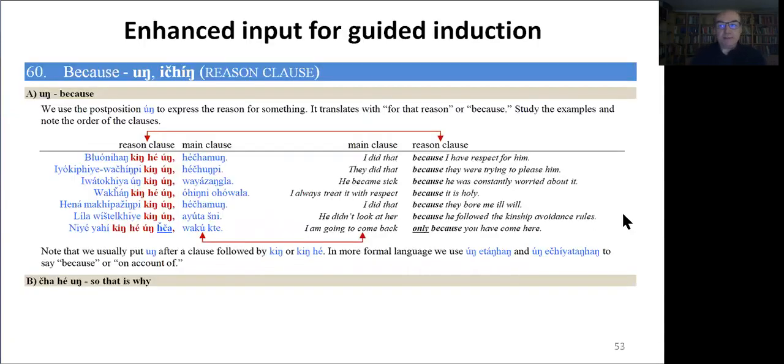An example of enhanced input for guided induction comes from Unit 60, which introduces the reason clause and the words that express because. Reading the instruction in section A: we use the postposition to express the reason for something. It translates as for that reason or because. Study the examples and note the order of the clauses.